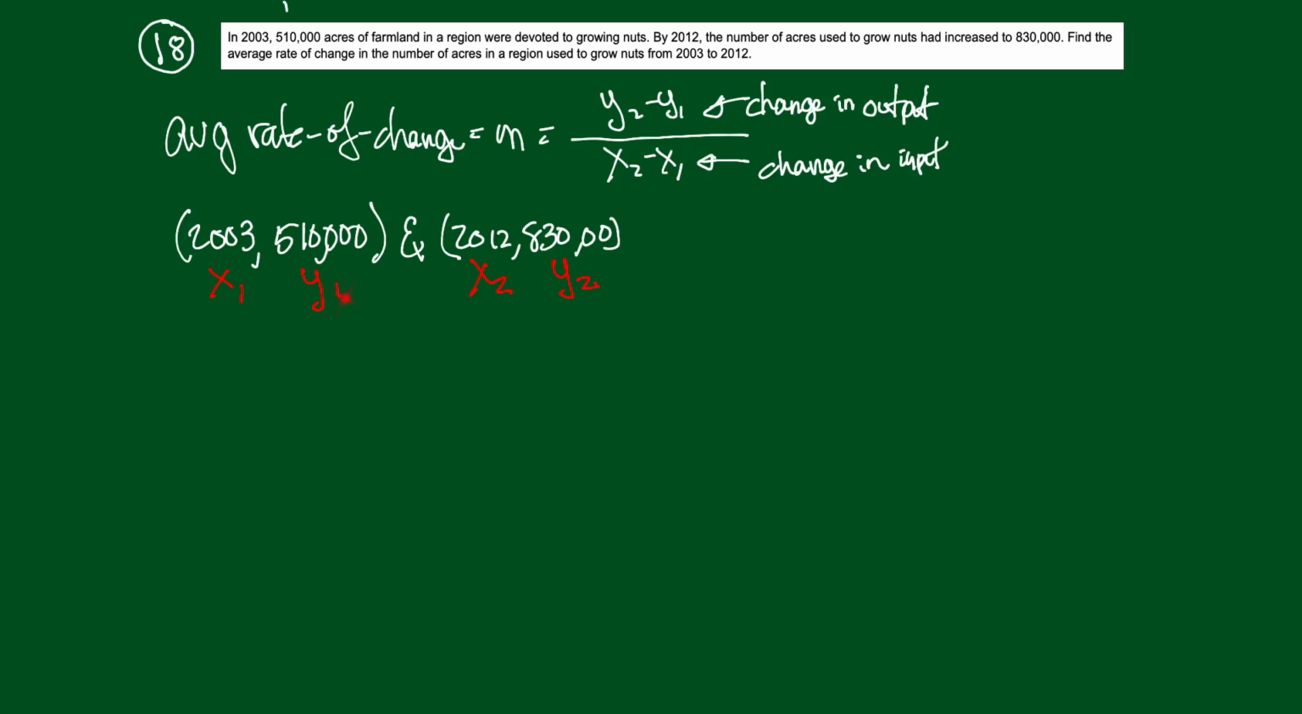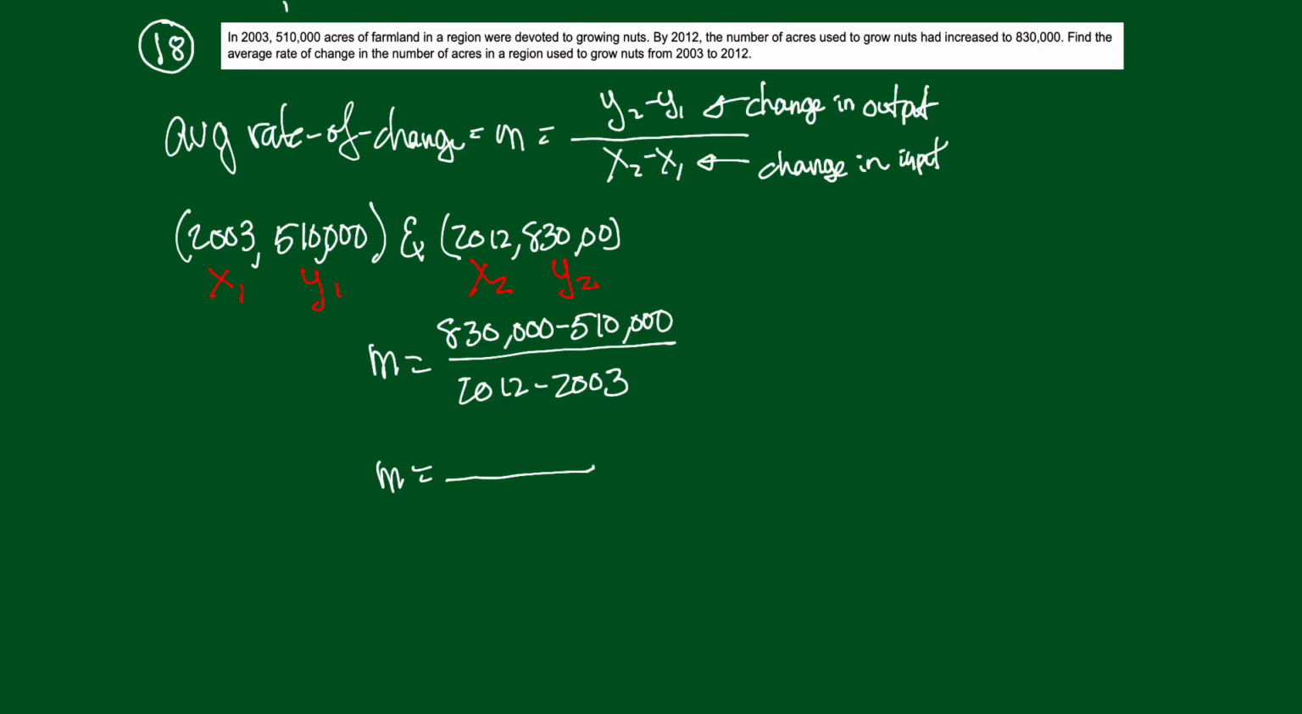So let's plug these numbers in, substitute them into our formula. So the slope, which is the average rate of change, is going to be the difference in the y's. So the second y, 830,000, minus the first y, 510,000, over the second x, which is 2012, minus the first x, 2003. Now this gives us that the slope is, on your calculator if you like, 830 minus 510 is 320,000, over the difference here, 9.